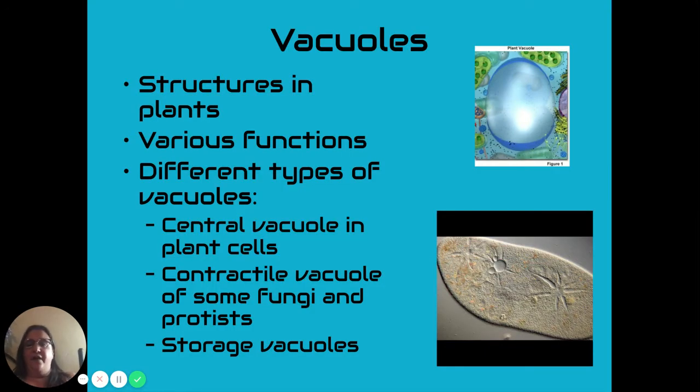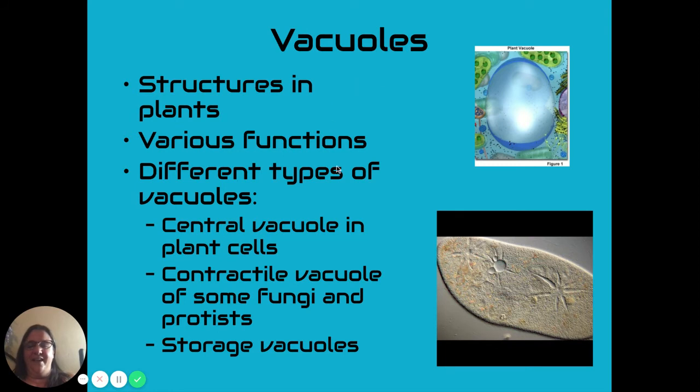Then we have some other structures called vacuoles, which are bigger than vesicles. And vacuoles, you're going to find those in plants, and they're going to be storage structures for the most part. They have a lot of different jobs as far as storing different materials. The central vacuole is going to be a warehouse for storing water. It's what helps the plant maintain its shape.